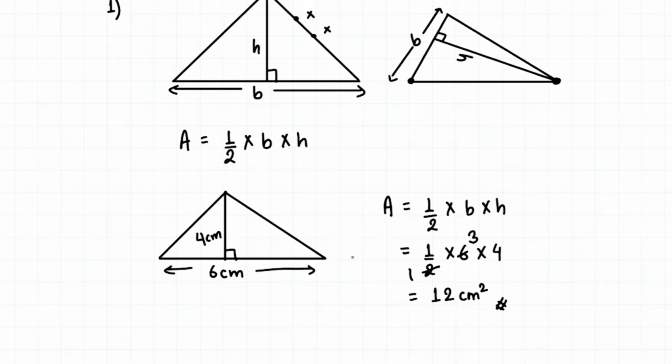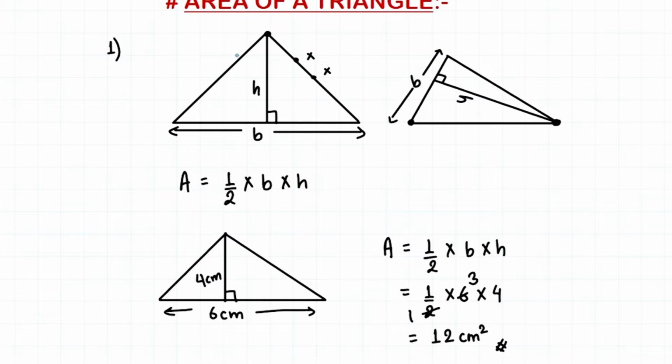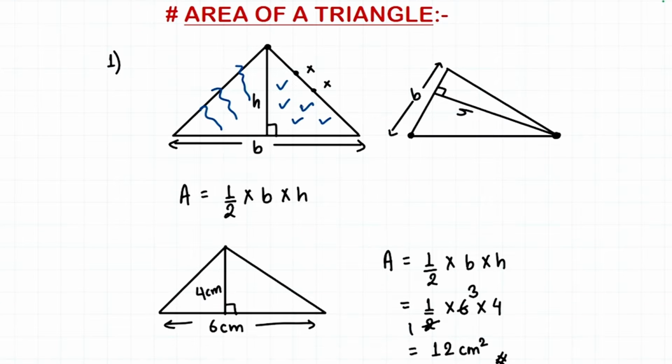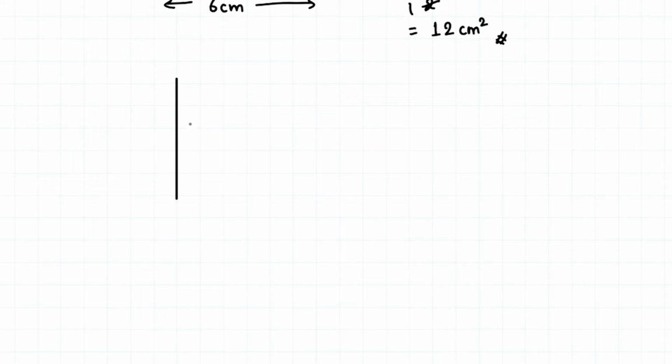So in this way, we can use this formula 1 by 2 base into height whenever the base and height are given in the question. Now, for our second formula, let's say this part of this triangle is not there. Let's say we only have this triangle. Then we would have a right angle triangle, right? So let's make a right angle triangle. So here we have our right angle triangle.